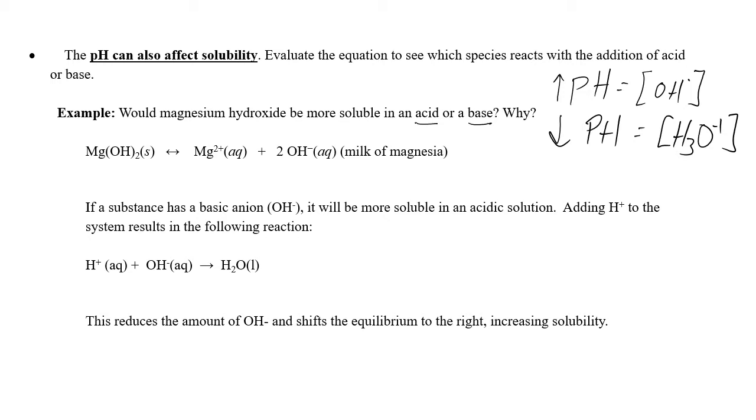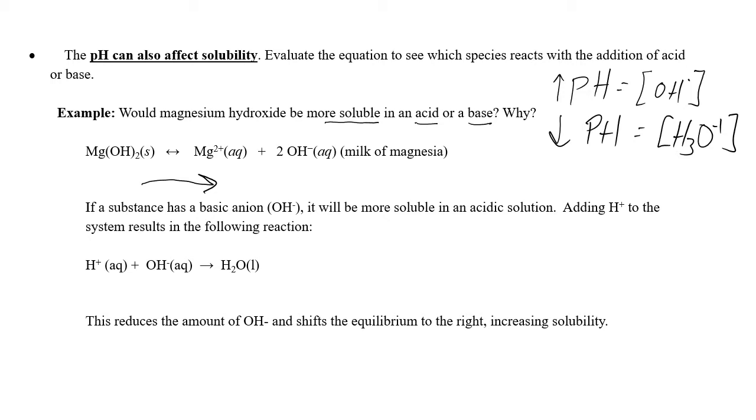So if you add a base, you'd be adding hydroxide, and you'd be shifting the equilibrium to the left. You would be decreasing the solubility. However, if you want to increase solubility, that means we're looking for something to shift it to the right, towards the generation of more aqueous ions. So adding H plus hydronium or decreasing the pH would shift this reaction to the right.